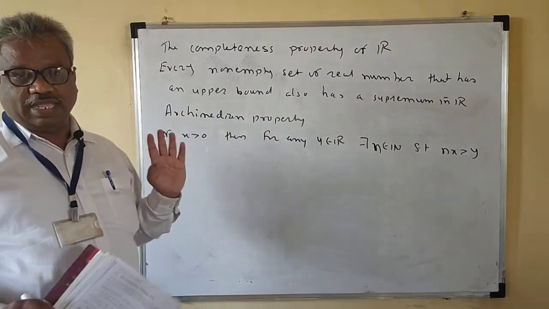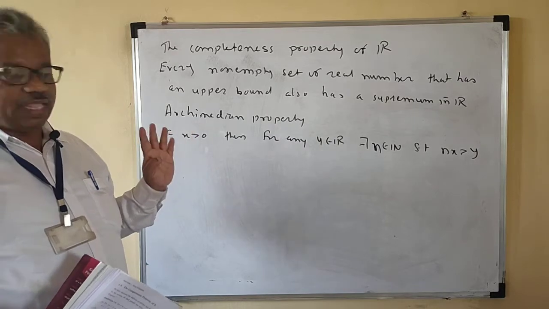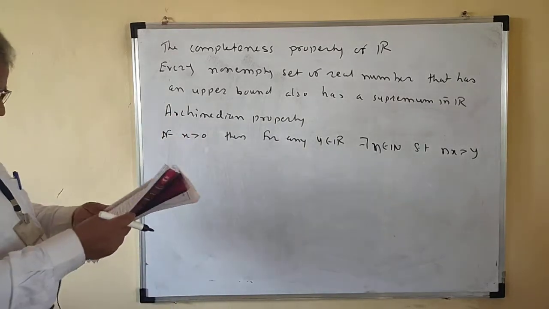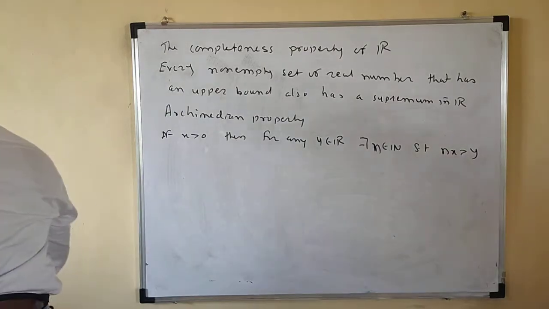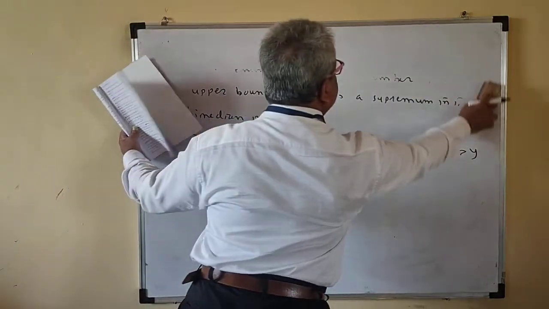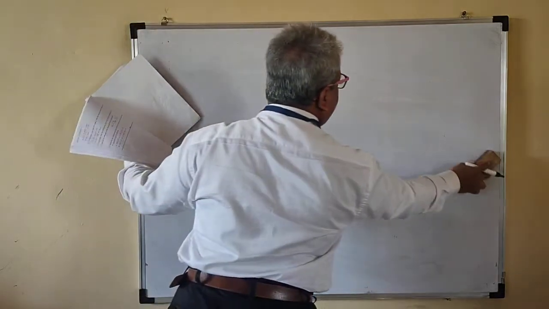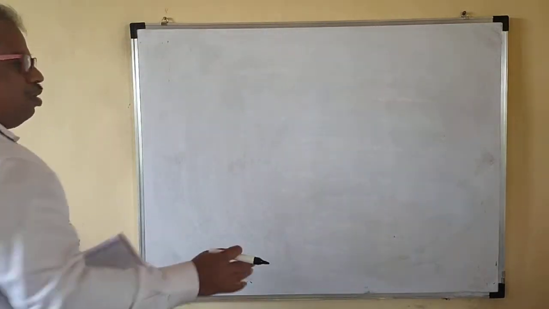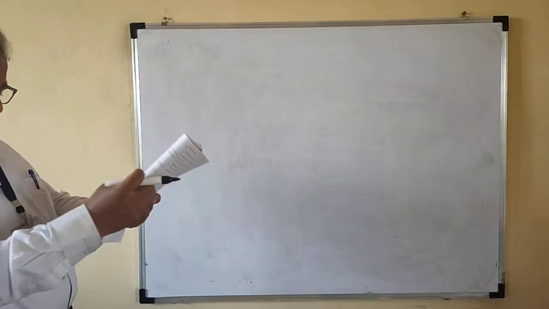Okay, so y is less than nx now. y is less than nx, that means nx is greater than y. This is the Archimedean property. Now one by one we will see how to find supremum, infimum, lower bound, upper bound, and bounded set. All examples will be there.